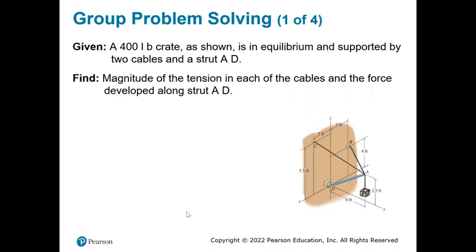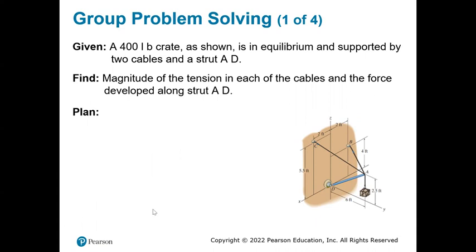Let's look into another problem. We have a 400-pound crate, which is supported by 2 cables, and let's say it's in equilibrium, and we have a strut AD. You are asked to find the magnitude of the tension in each of the cables and the force that is developed along the strut AD.